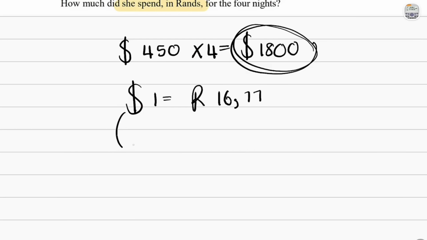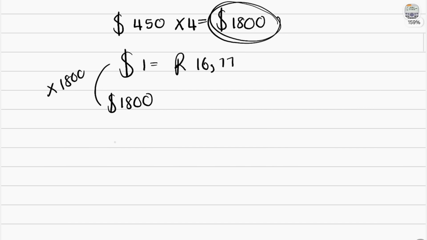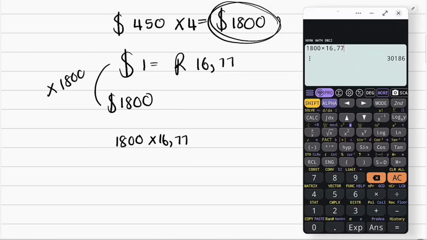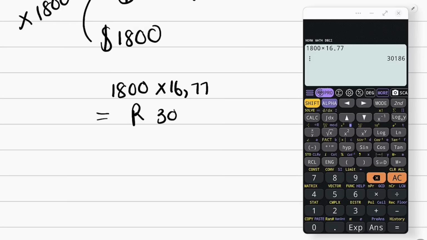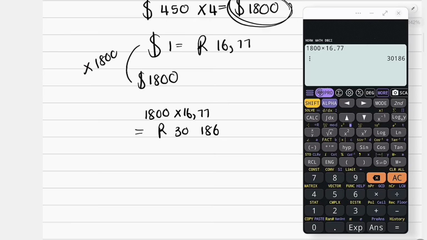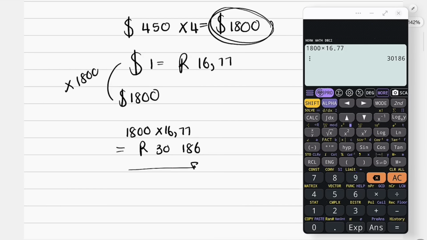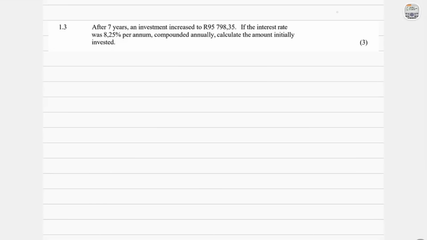So we're going from $1 to $1,800. And you can clearly see we would need to multiply by 1,800. Okay, so let's go ahead and find out the total rands. So 1,800 times 16.77. So she's going to spend 30,186 Rand. Okay, so that is our answer. Moving on to the next question.